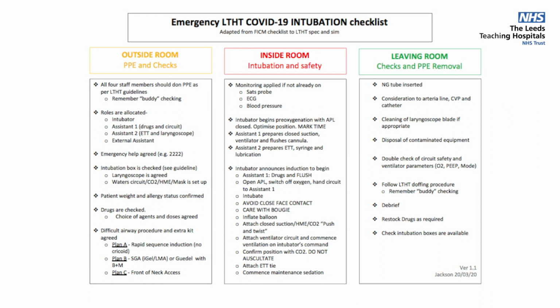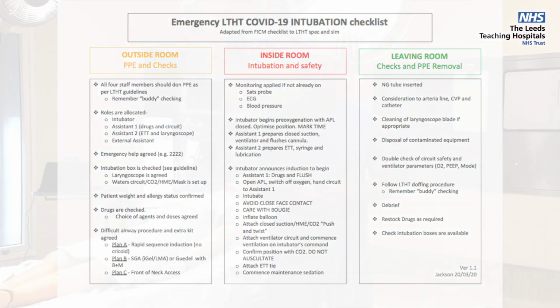Thirdly, we have a pre-procedure checklist which occurs outside the room and ensures that there is a clear plan and lines of communication. Fourth, we have a procedure checklist which occurs inside the room, and this will ensure that there is a clear plan just prior to intubation. Finally, there is a post-procedure checklist to ensure safety, to make sure that everything has been completed, and to ensure that there is adequate debrief.